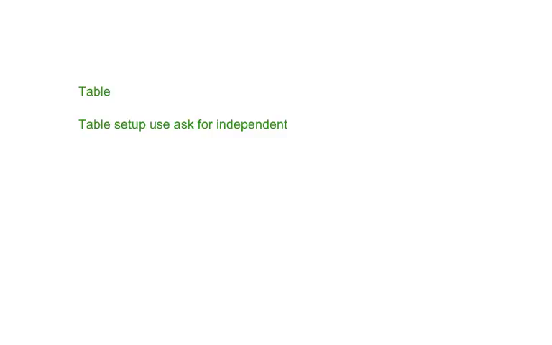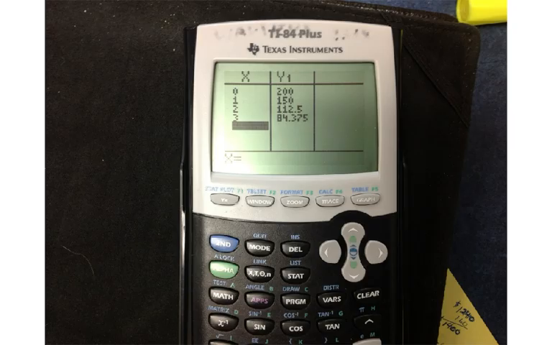Now, the table can also help you out significantly. If we want to create a table, your calculator, again, can be extremely helpful. If you hit second table, I find it very beneficial to have the table set up so that the independent variable is at Ask, because it says Auto or Ask, and I really like it when it's at Ask because I can just type in the value that I want.